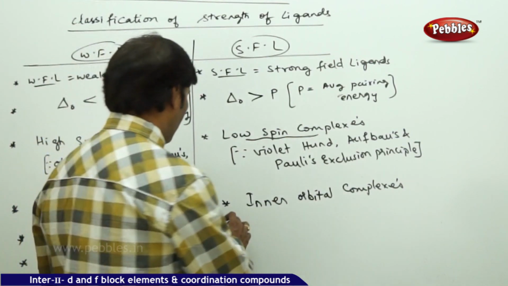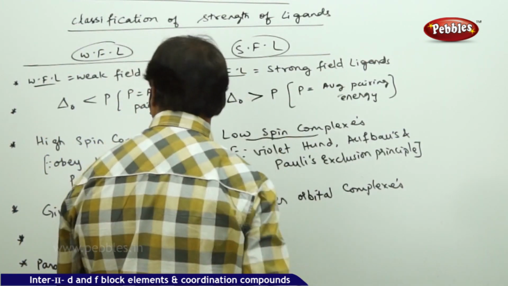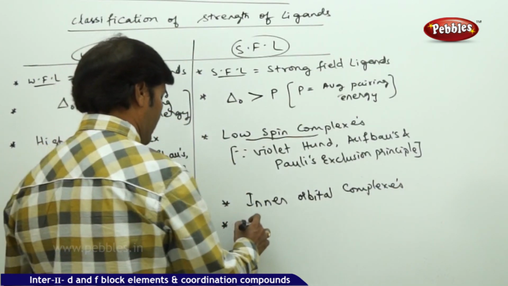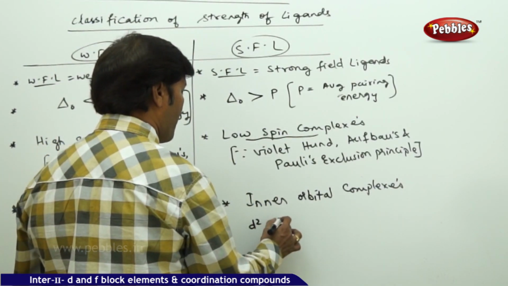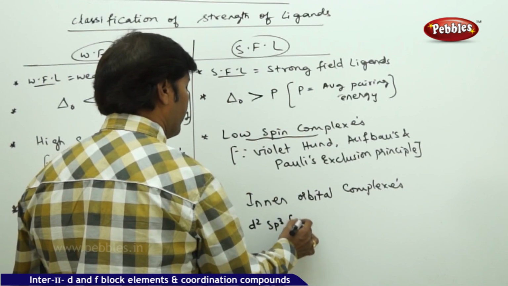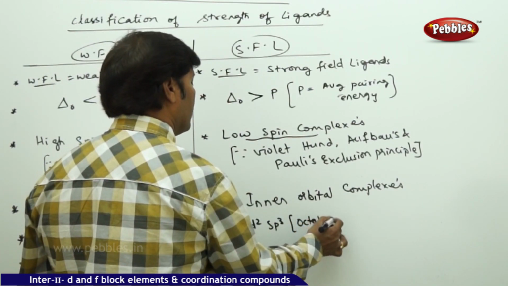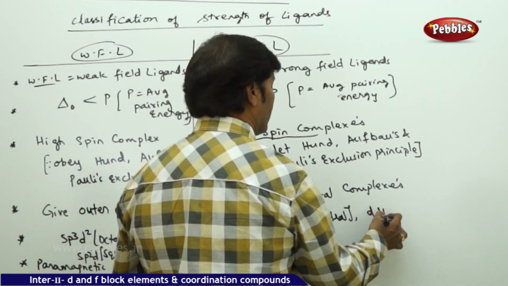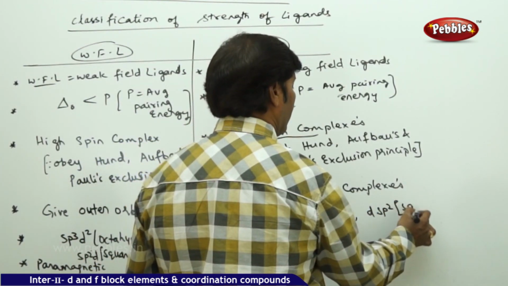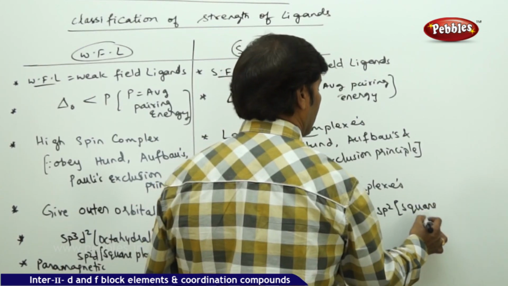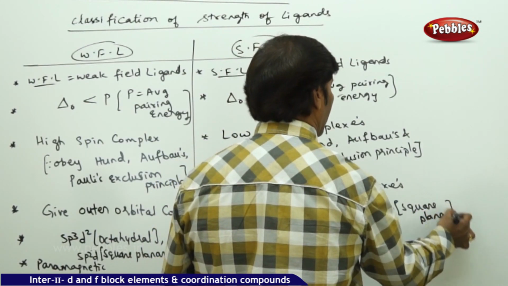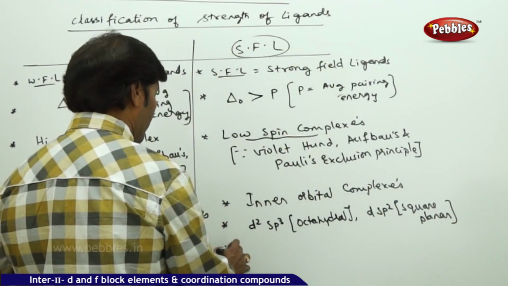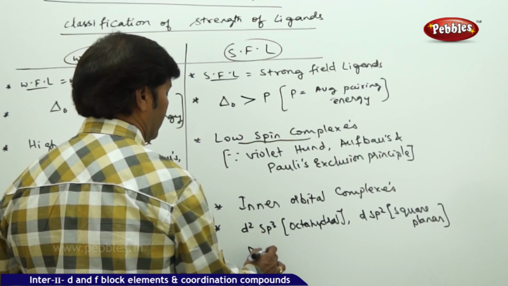But if you go for the strong field ligands, they give d2sp3 octahedral complexes, and dsp2 type of square planar complexes, and usually they are diamagnetic.